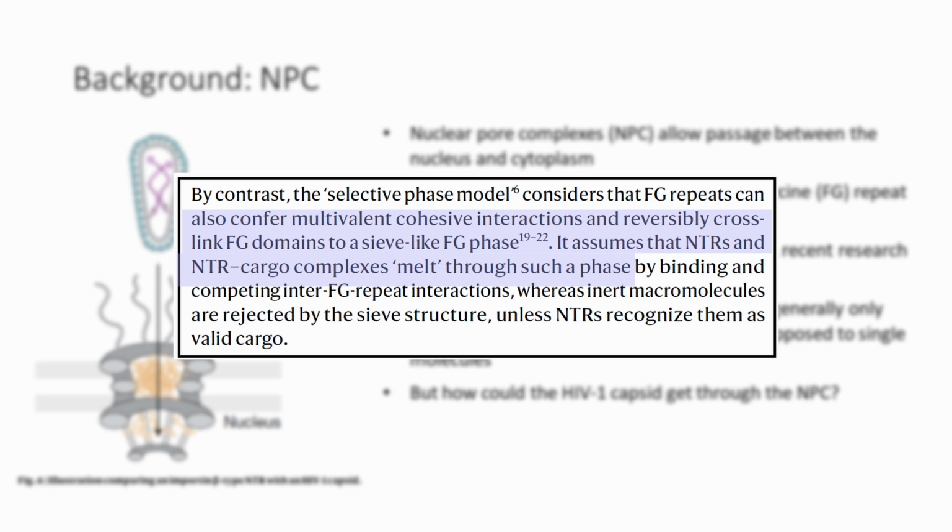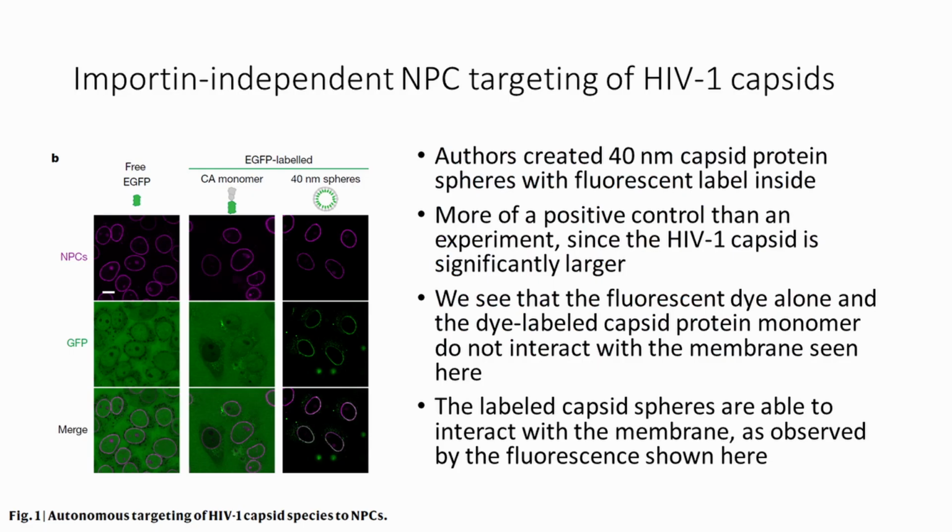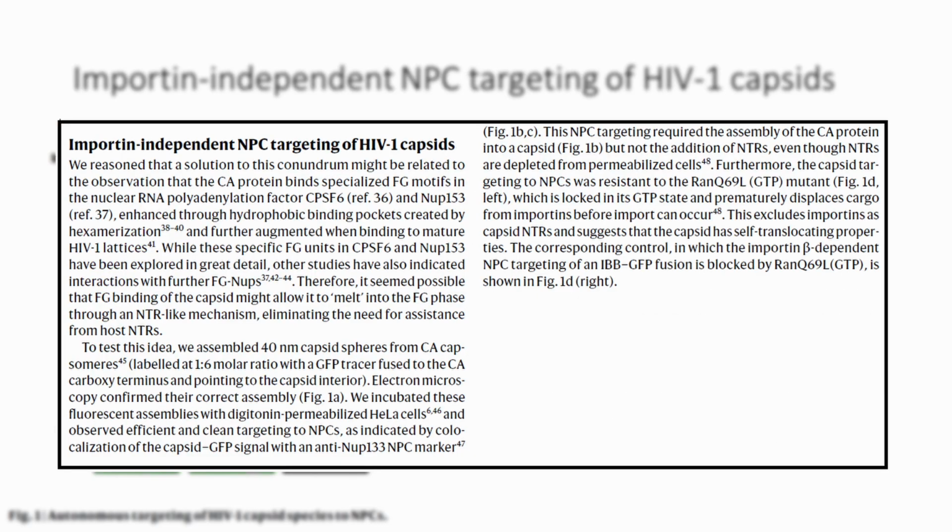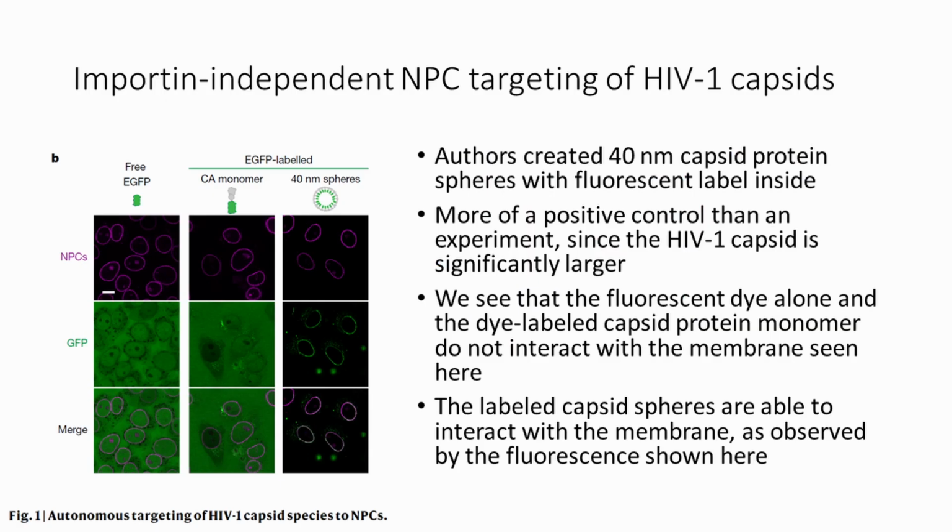Now we're going to go through the paper section by section and assess the experimental design and really see if the authors can back up their claims here. Each section in this paper is like its own little experiment, so we're just going to go through them one by one until we get through the paper. We're going to start with the first section after the background, which is called Importin Independent NPC Targeting of HIV-1 Capsids, which is a mouthful, but let's get started and see what they were doing.